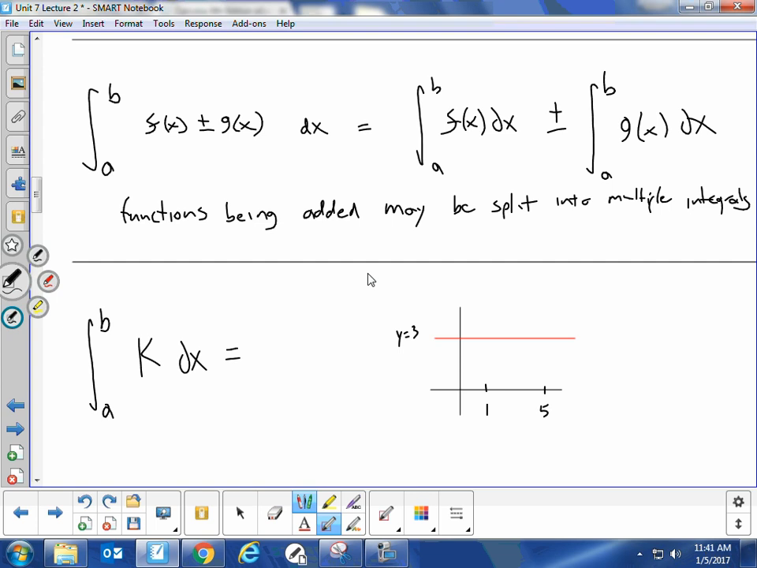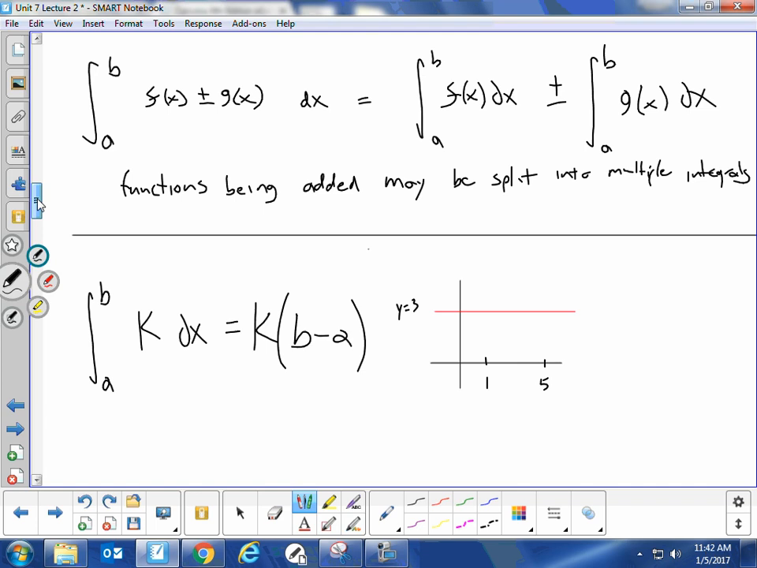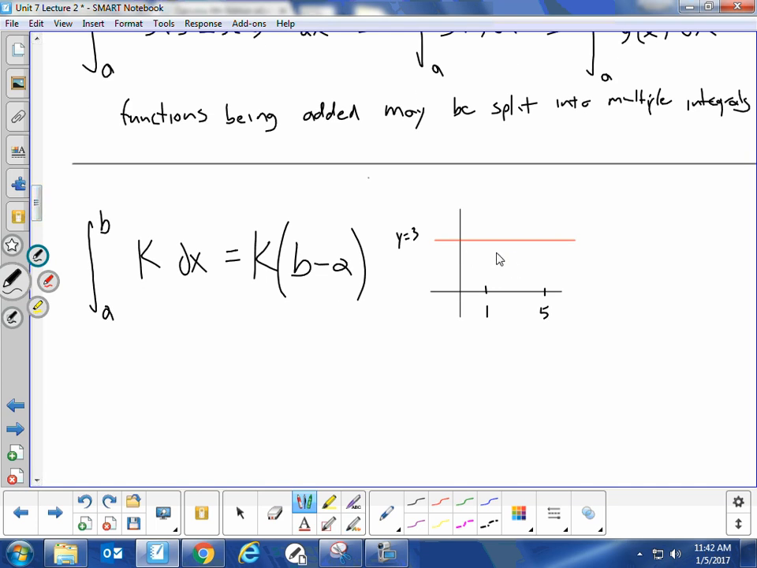Yes. What specifically is delta x in this case? Yeah. Using the values a and b. Yes, exactly. k, which is the height, times b minus a. It's just a rectangle of area. So we know this area here is 3 times 4, which is 12, right? So I just take the height and multiply it by our width, our delta x. Excellent.